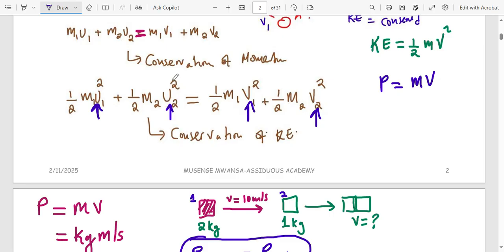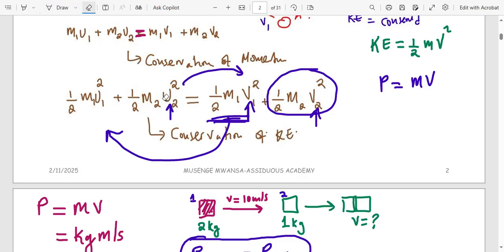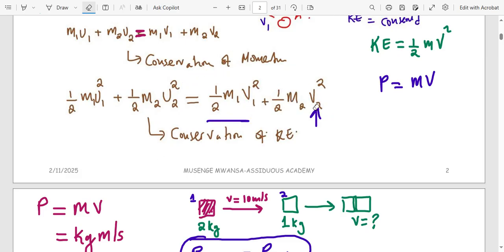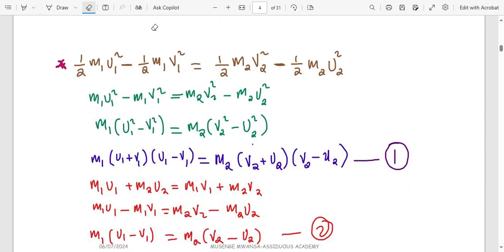But what I've just done is everything that has got a 2, I'm taking to the same side. So this one, half m2 u2 squared, I'll take this side so that it can find this one. Meaning that this one will end up getting a negative sign. And then this one, half m1 v1 squared, I'll take this side so that it ends up finding the half m1 u1 squared. And the reason we are doing that is just pairing up like terms.